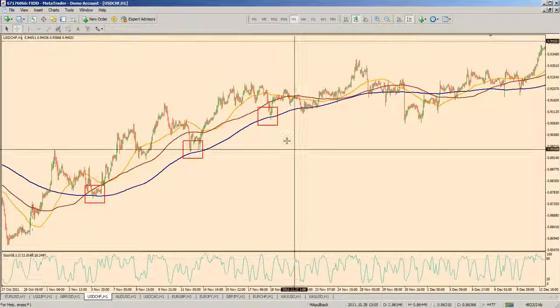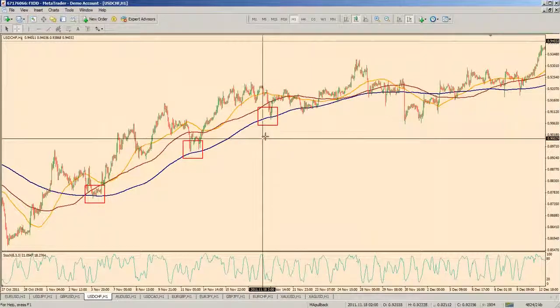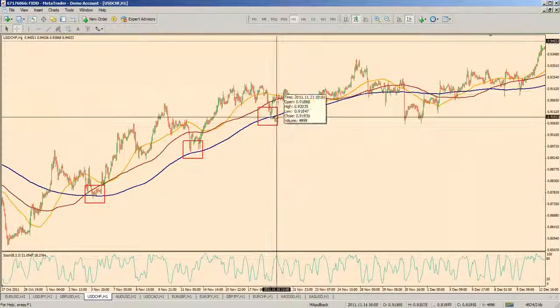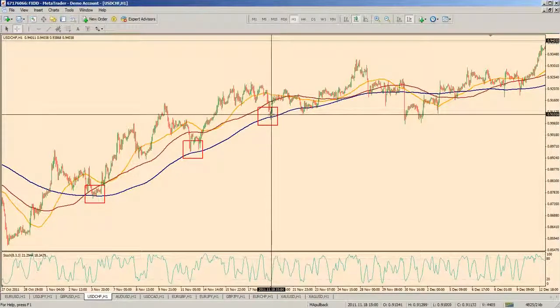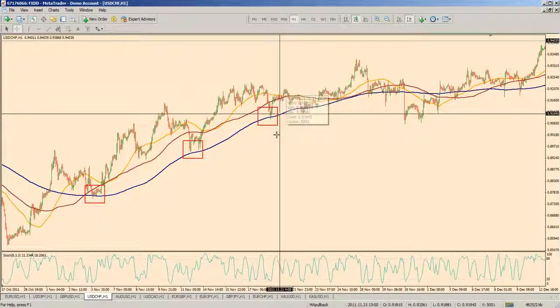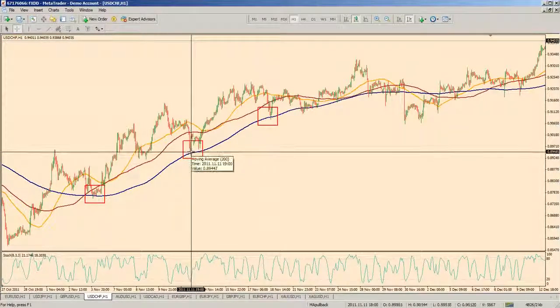Okay, and going back in time a little bit on the dollar Swiss, lots of crosses here. We're not looking at that. Here's one trade, not a great trade again because not a lot of follow through. We got the direction correct, but not a lot of follow through there. Here's a good one. Okay, now this is what sometimes happens.